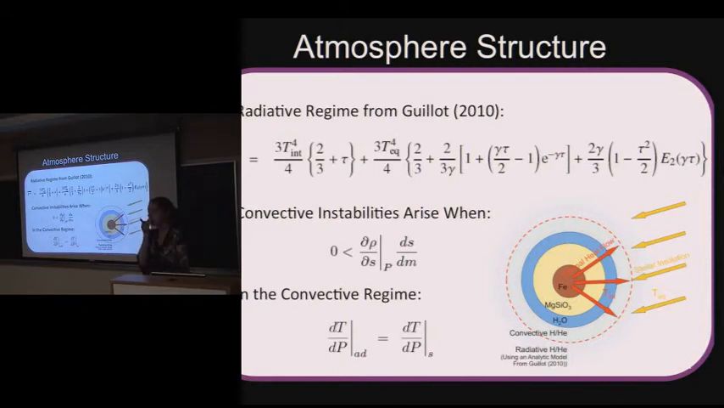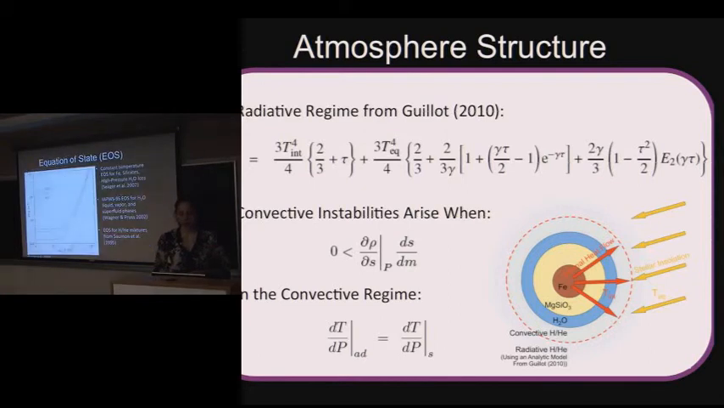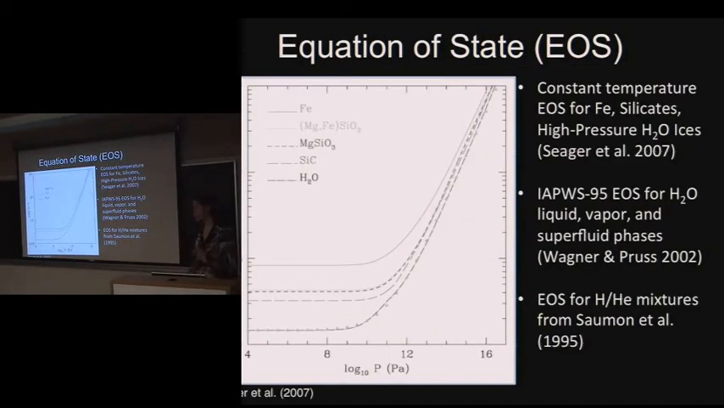Yeah. So gamma is the ratio of the visible optical depth to the infrared. Okay. And so that's how I treat the temperature profile in the gas layer.